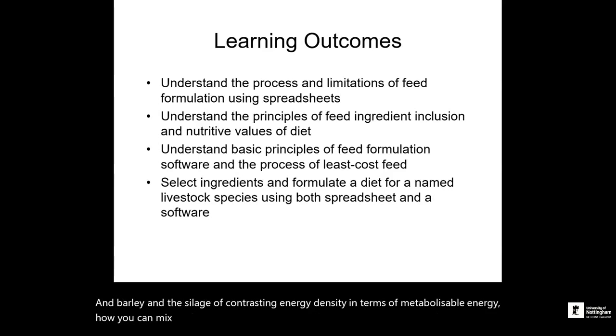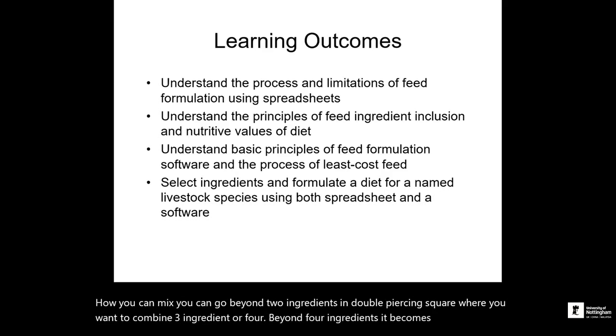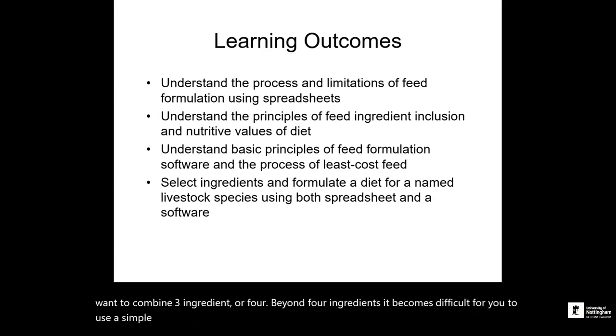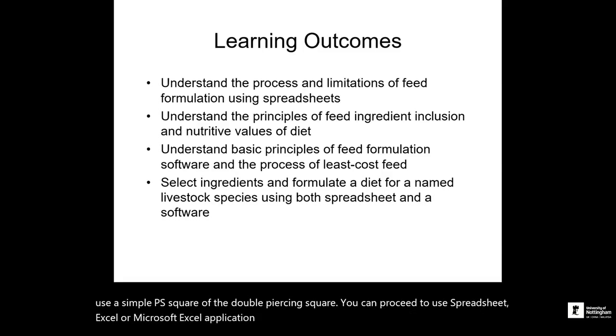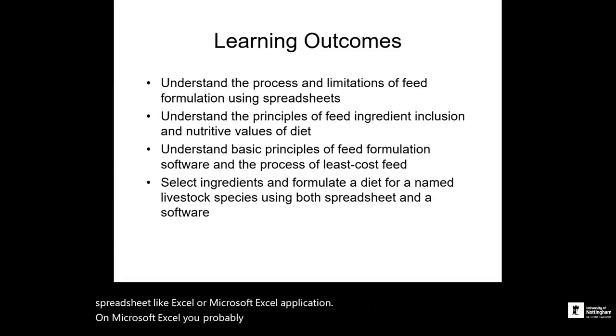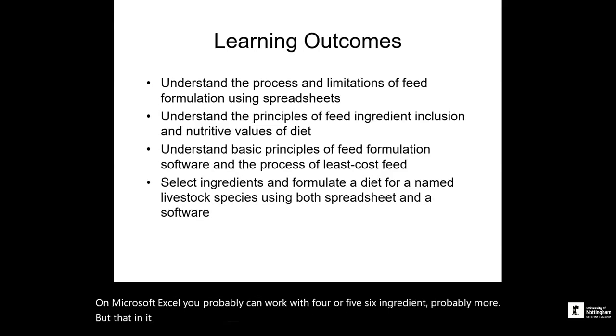You can go beyond two ingredients in a double Pearson square, where you want to combine 3 ingredients or 4. Beyond 4 ingredients, it becomes difficult for you to use a simple Pearson square or the double Pearson square. You can proceed to use a spreadsheet like Microsoft Excel. On Microsoft Excel, you probably can work with 4, 5, 6 ingredients, probably more. But that in itself may also be challenging.